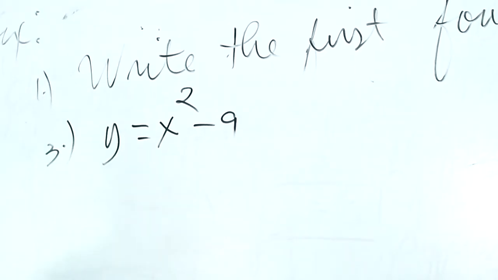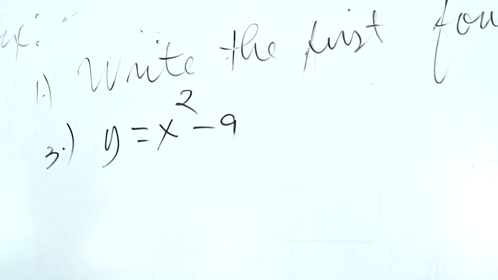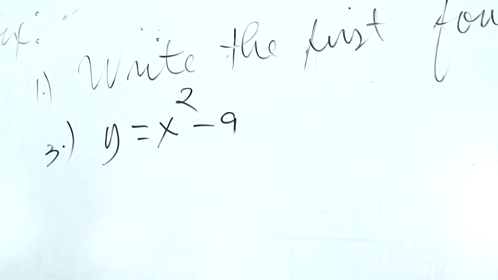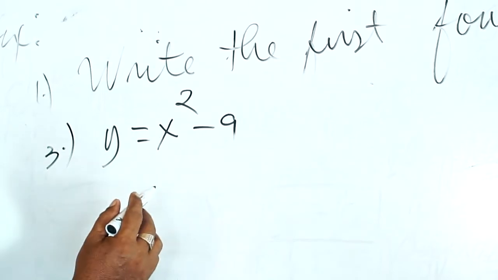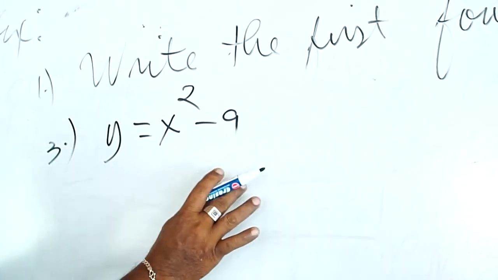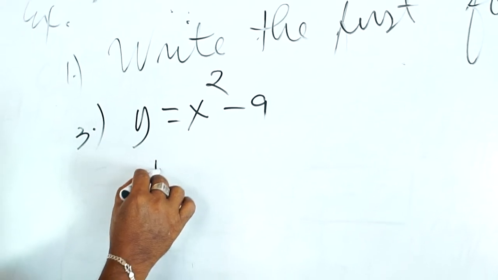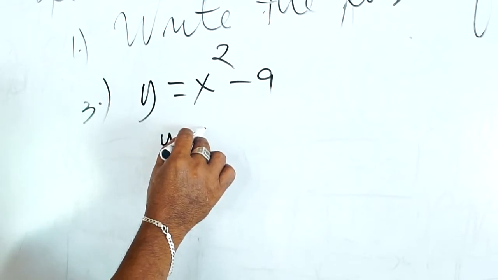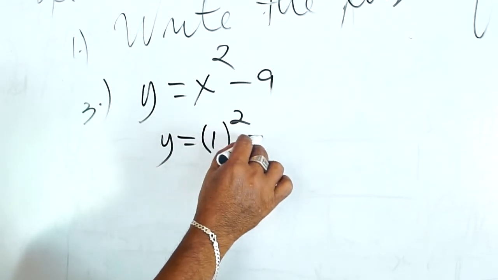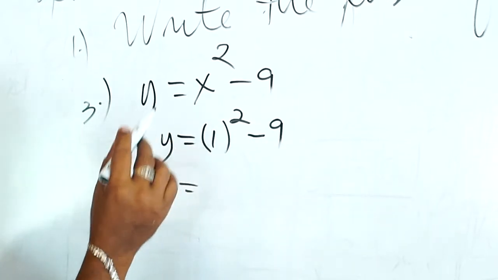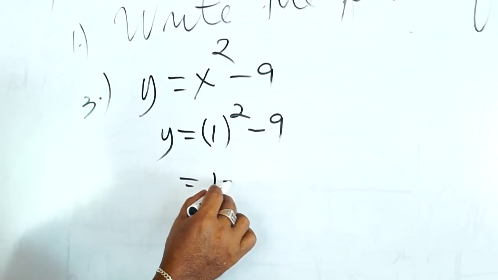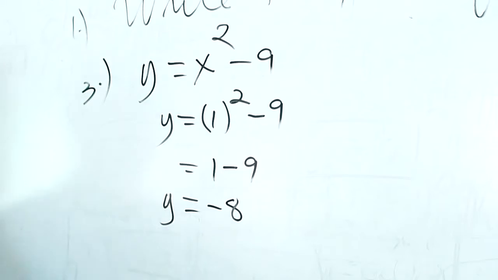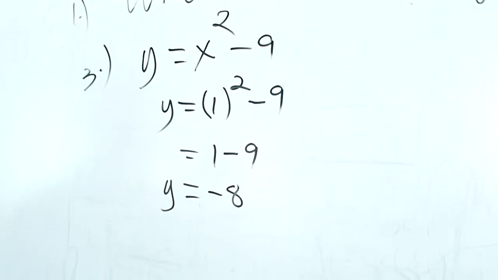For example number 3, we have the given sequence y is equal to x squared minus 9. Then write the first 4 terms. Okay, so use the counting numbers from 1 up to 4. Let us solve the first term. So 1 squared minus 9. The square of 1 is 1, minus 9, so the first term is equal to negative 8. Then next, okay, solve the second term.